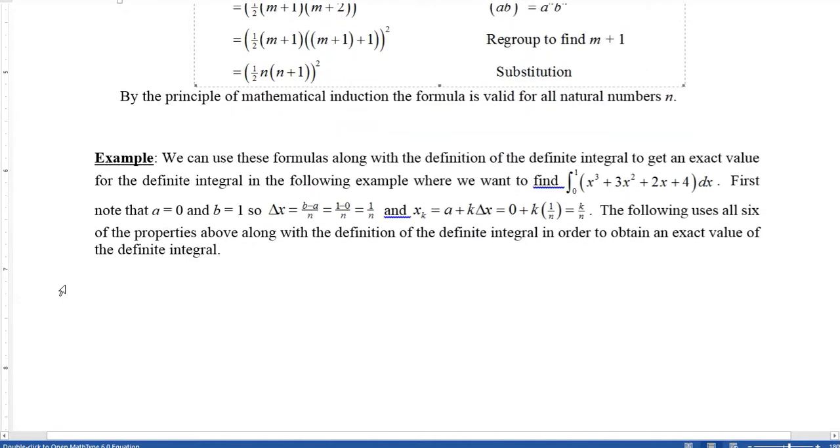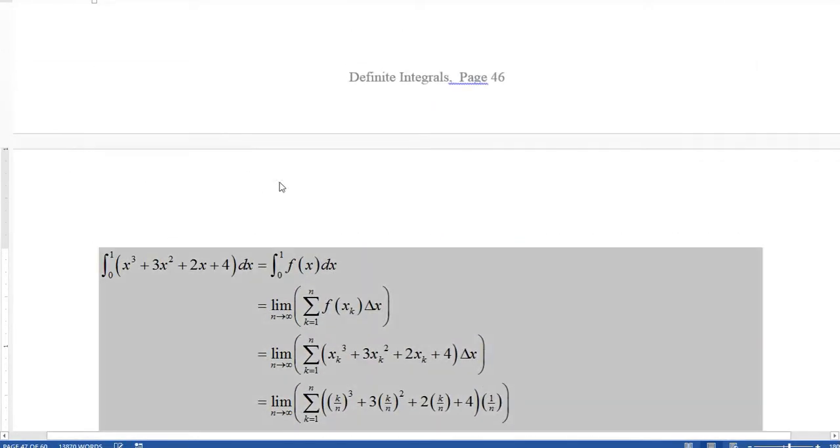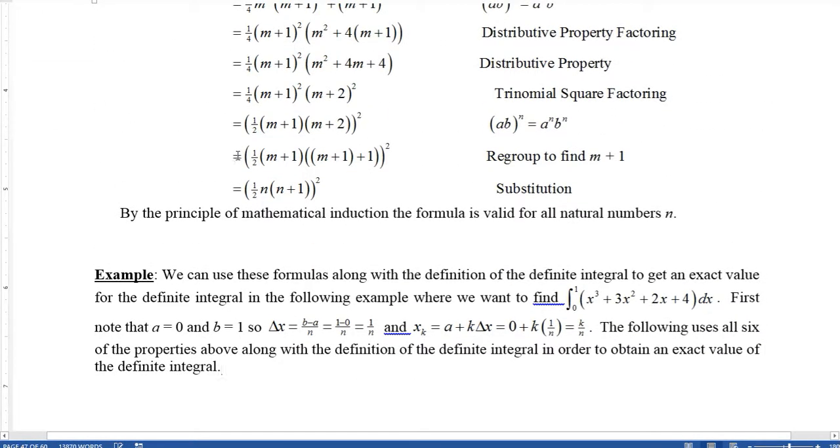In our next video, we're going to use these formulas as important steps. You can see right here in the middle of this proof, we'll use the sum of k cubed that we just proved, the sum of k squared here, the sum of k, and the sum of 4. And that's going to be an important step right in the middle of the proof in our next video.